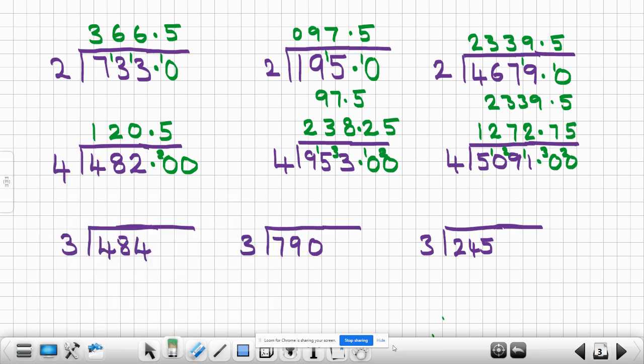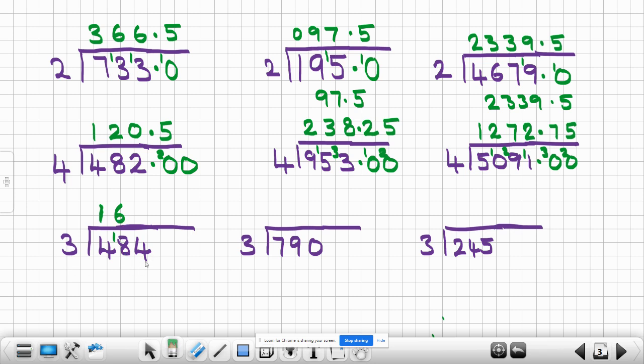Let's change colour. How many 3's in 4? Well, we can get 1, and we would have a remainder of 1. So now we're going to say, how many 3's in 18? There are 6 3's in 18. I'm going quite quickly with the multiplication, but as I've said before, you can pause if you need more time to think about that. There are no remainders here because 3 times 6 is 18.